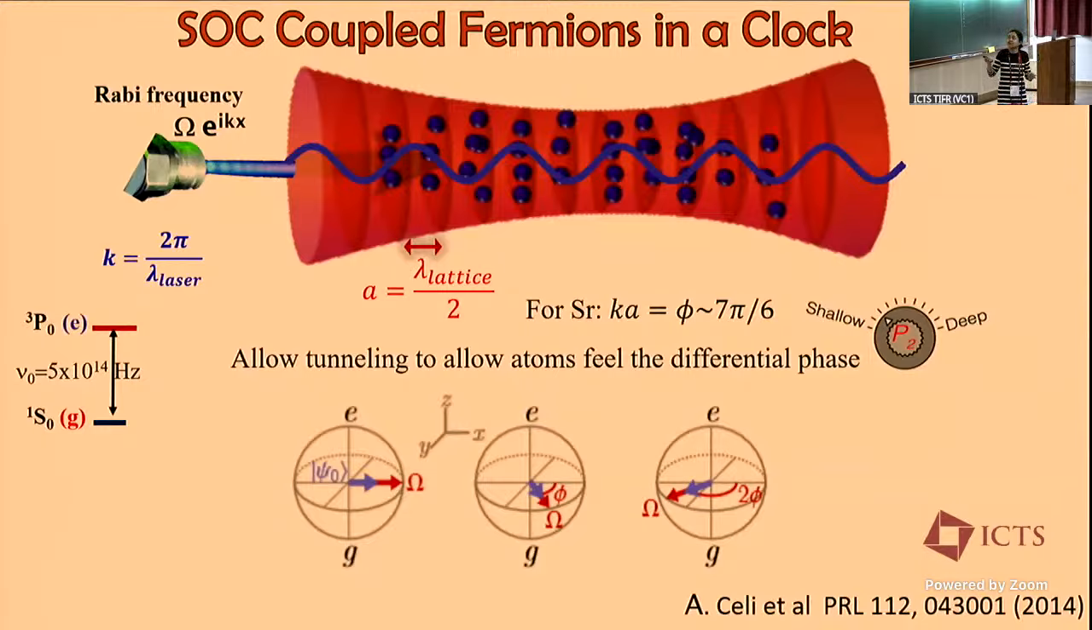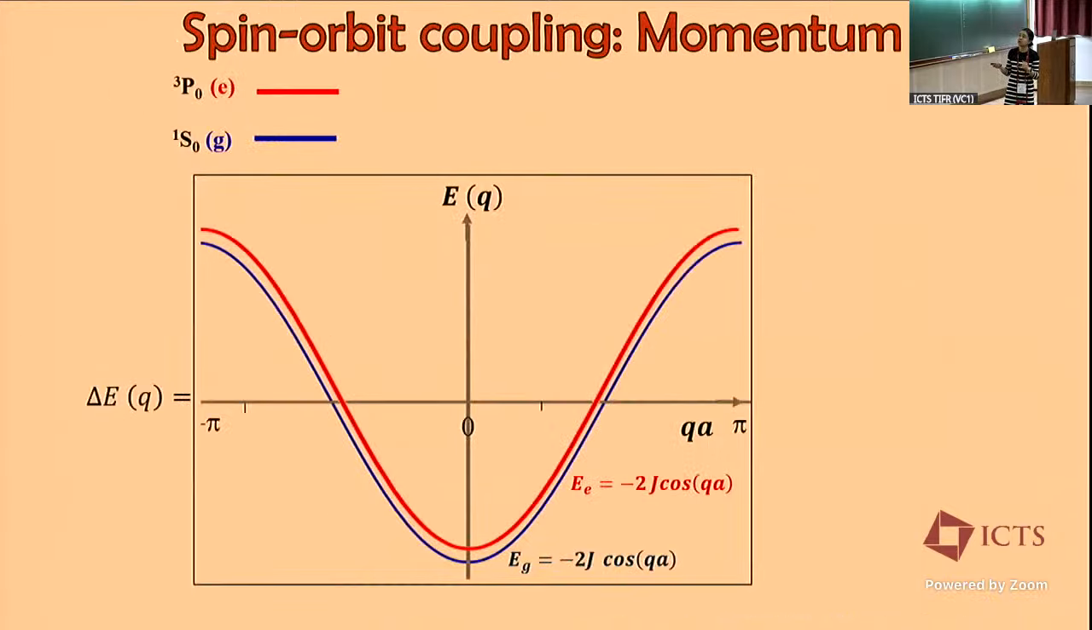And even if the atoms are not able to tunnel or to explore the neighbor, that's okay. But as soon as we reduce the lattice depth, one atom in here is going to see that the neighbor has a phase that is different from what it has. And this is at the heart of this spin-orbit coupling. Let me explain a little bit why. This happens when we allow the atoms to tunnel.